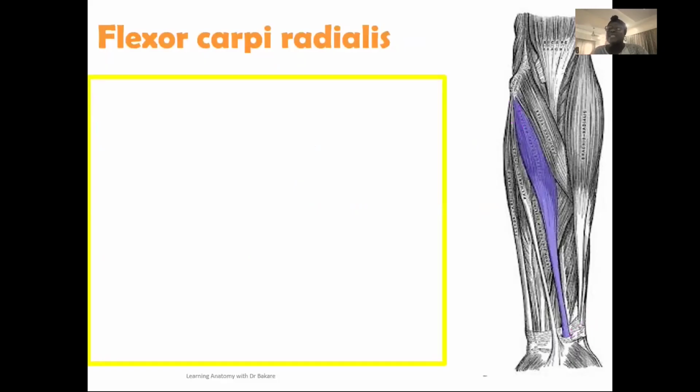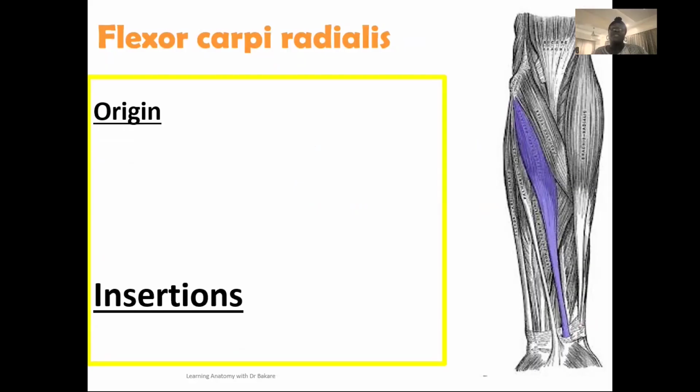Now let's move to this slide where we'll be describing the origin and also the points of insertion of this muscle. We use this image by the side. This is where we have the Flexor Carpi Radialis. This muscle is seen to originate from the medial epicondyle. This is where we have the medial epicondyle here, marked with the green arrow.